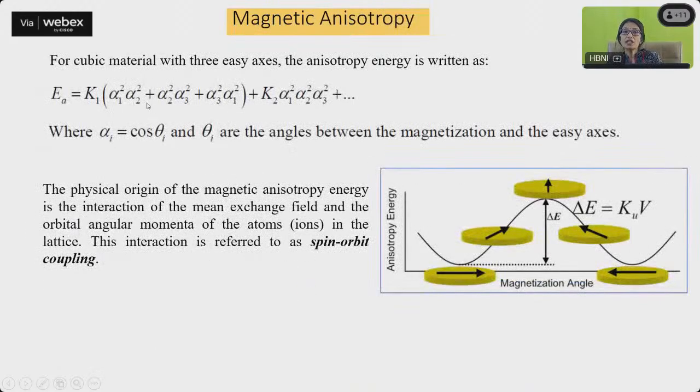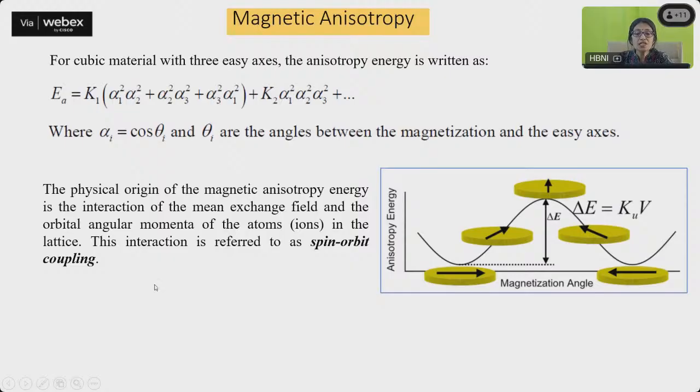So if you have a cubic material with 3 easy axes, the anisotropy energy is given by this particular equation. And here, whatever alpha values you see, alpha i is equal to cos theta i, and theta i is the angle between the magnetization and the easy axis.